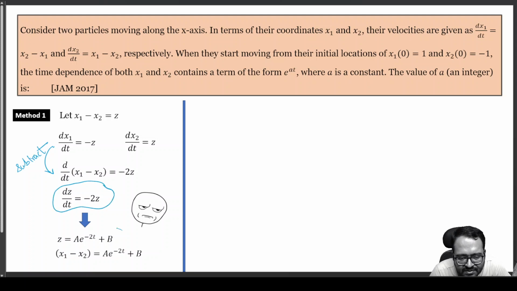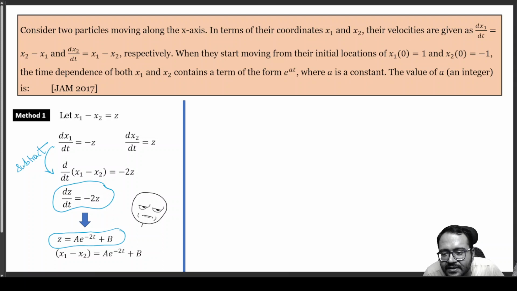That means your z will be a e to the power minus 2t plus b. x1 minus x2 will be a e to the power minus 2t plus b. That means the time dependence of both x1 and x2 contained a term of the form e to the power at. Both x1 and x2 have a common term which is e to the power minus 2t. The value of a will be minus 2.